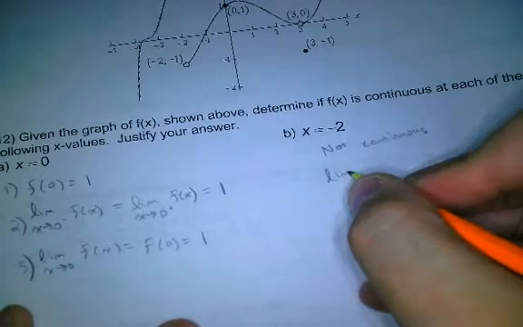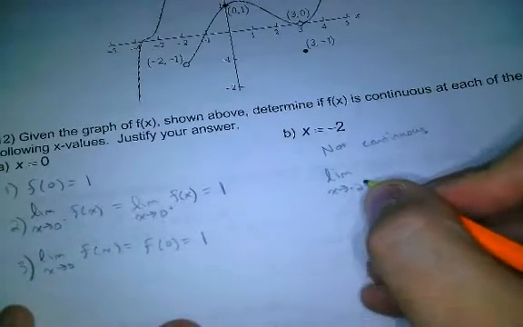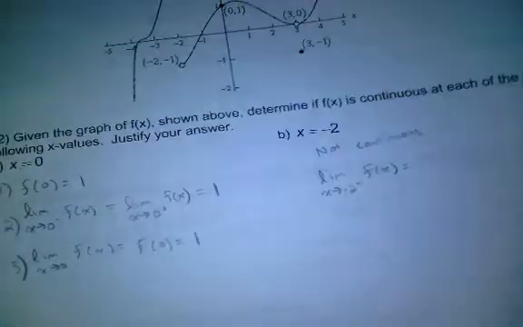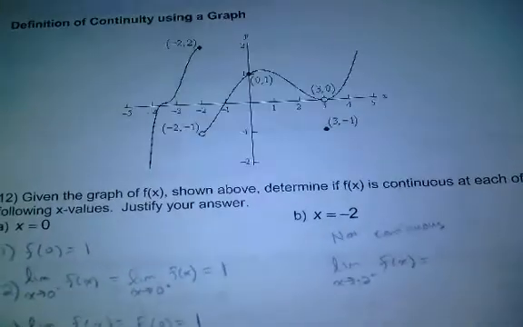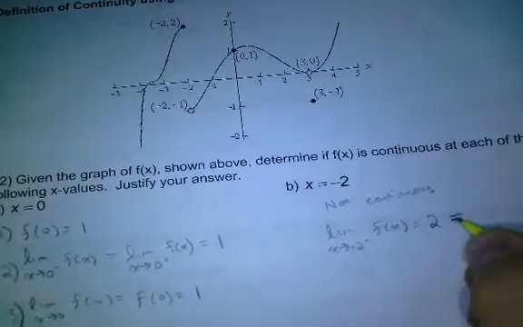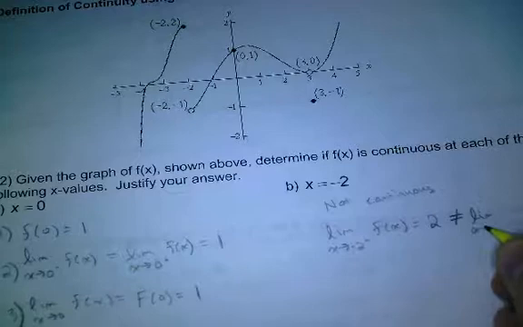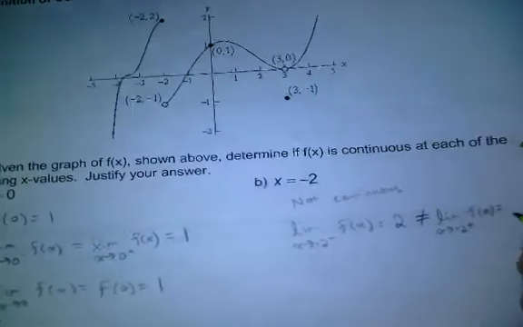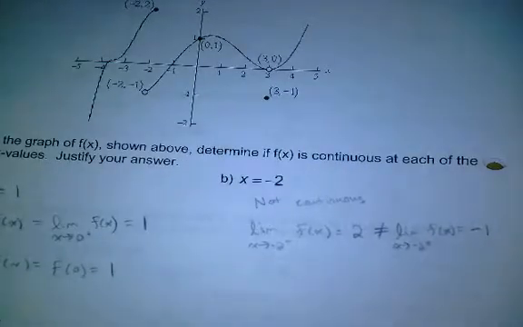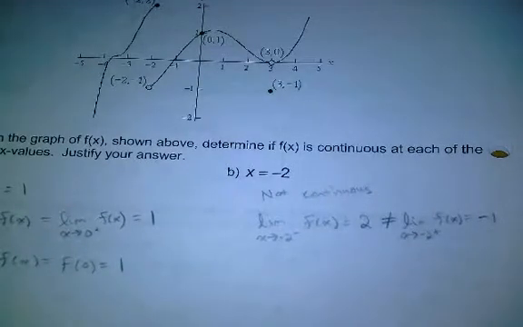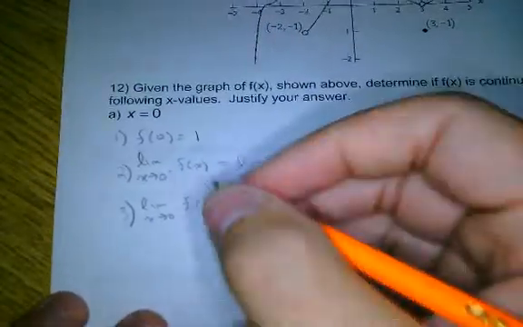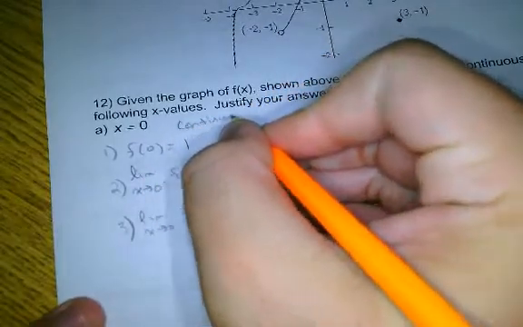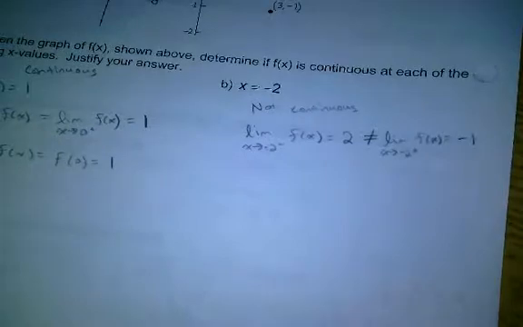And it's because the limit as x approaches negative 2 from the left, what is that from the left? It's 2. It does not equal the limit as x approaches negative 2 from the right, which is -1. And that's justification. Oh, and for the first one, I forgot to say that it actually was continuous. So this is continuous. Probably should answer it, not just justify it. Any questions? All done.